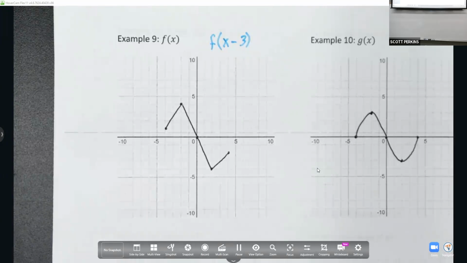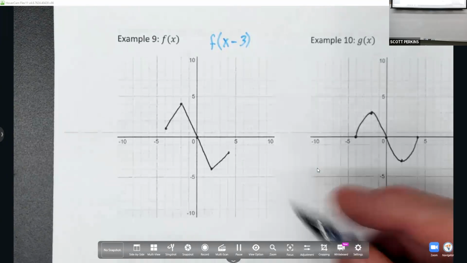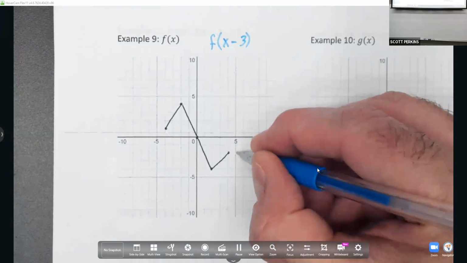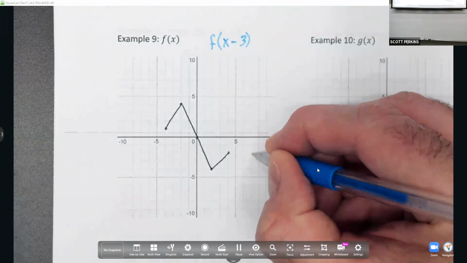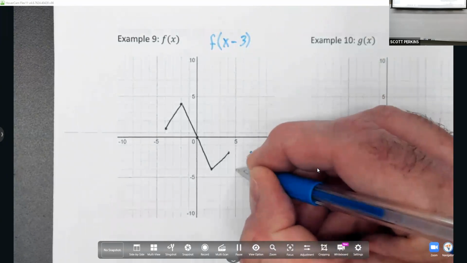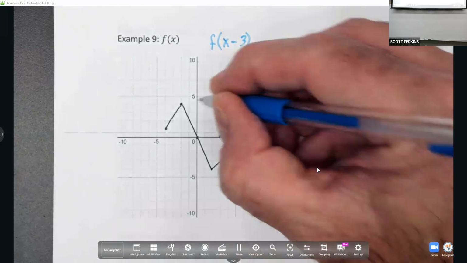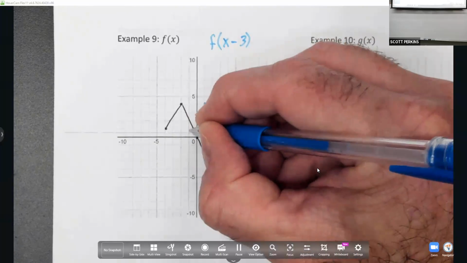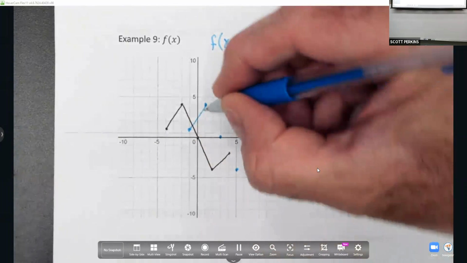So f of x minus 3. Notice the x minus 3 is, again, inside with the x. So that means, which way is this graph going to go? It's going to go right 3 units, so in the positive x direction. When I subtract 3, it's going in the positive direction. So here goes. I'm going to take all of the x values, 1, 2, 3. Notice this time we're not doing anything to the y values. 1, 2, 3. 1, 2, 3. There we go.